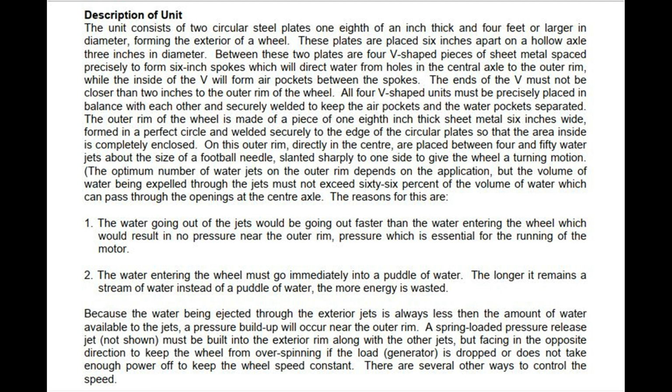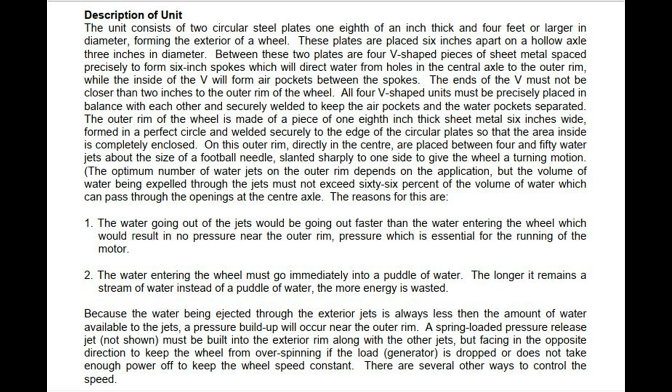Between these 2 plates are 4 V-shaped pieces of sheet metal spaced precisely to form 6-inch spokes which will direct water from holes in the central axle to the outer rim, while the inside of the V will form air pockets between the spokes. The ends of the V must not be closer than 2 inches to the outer rim of the wheel. All 4 V-shaped units must be precisely placed in balance with each other and securely welded to keep the air pockets and the water pockets separated.